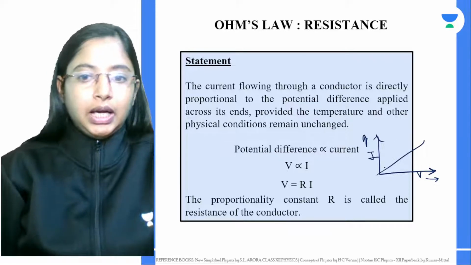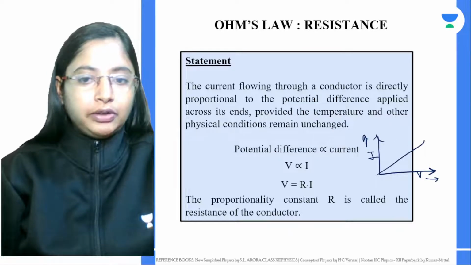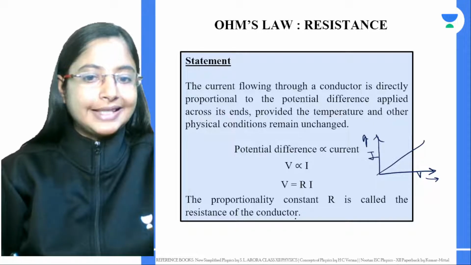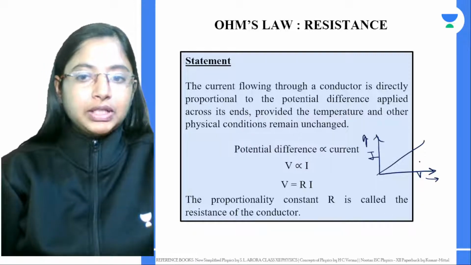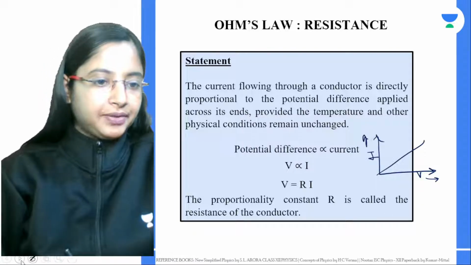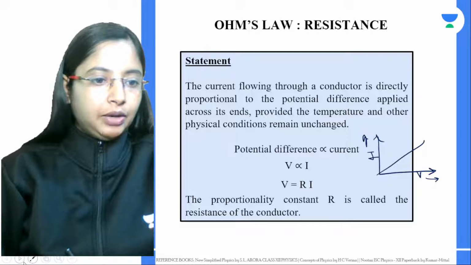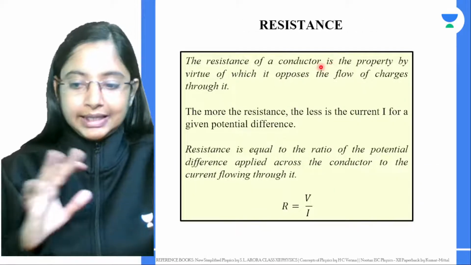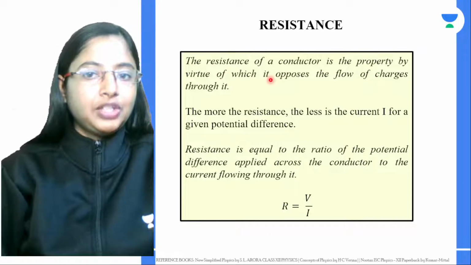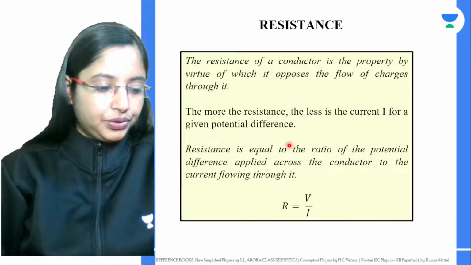To remove the proportionality constant, he introduced R. This R is called the resistance of a conductor. The slope of this graph will give you the resistance value. The resistance of a conductor is the property by virtue of which it opposes the flow of charges through it.